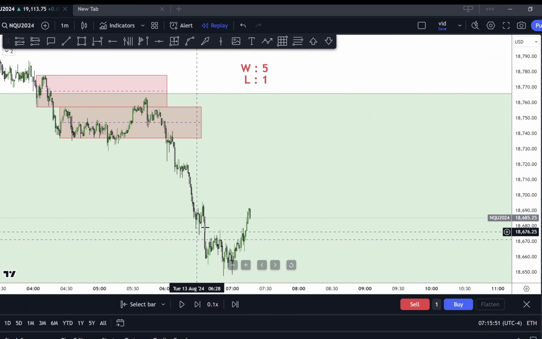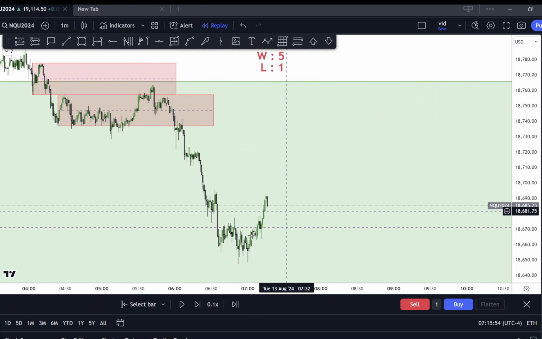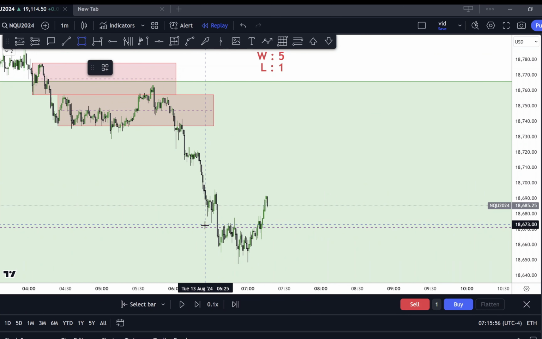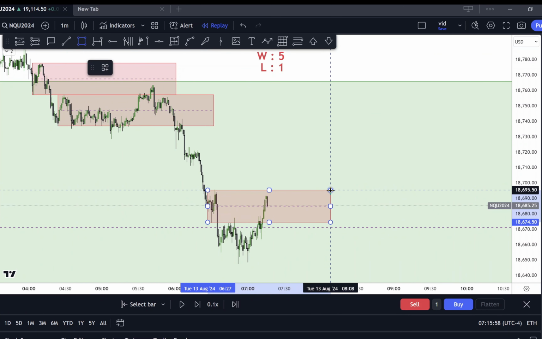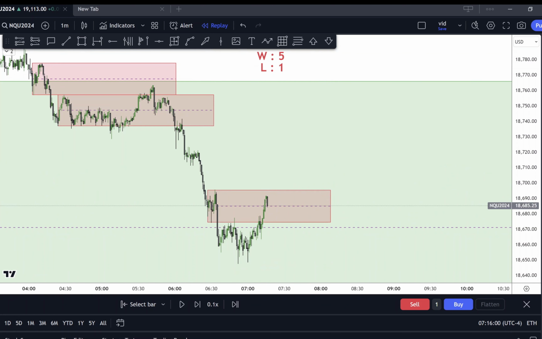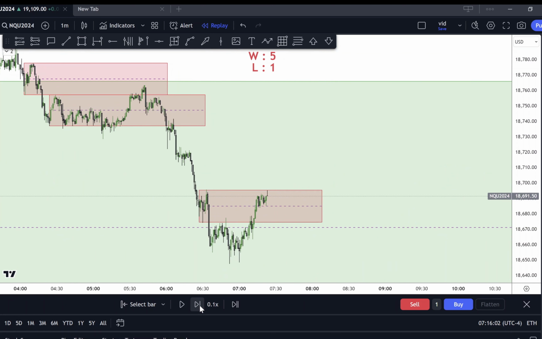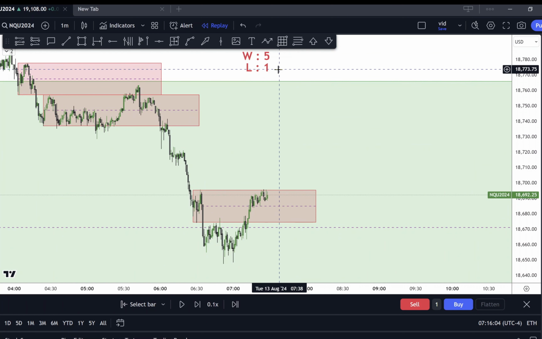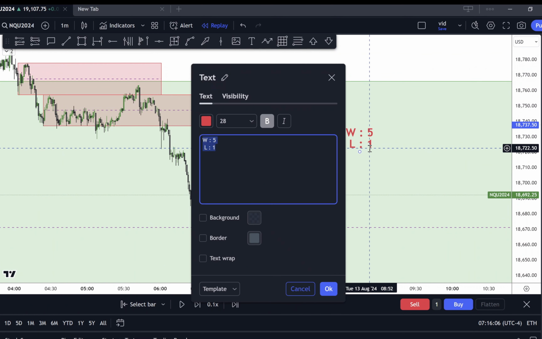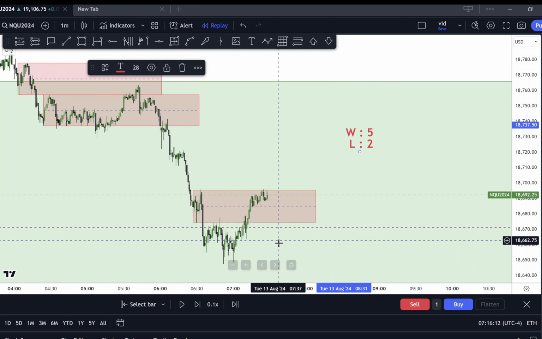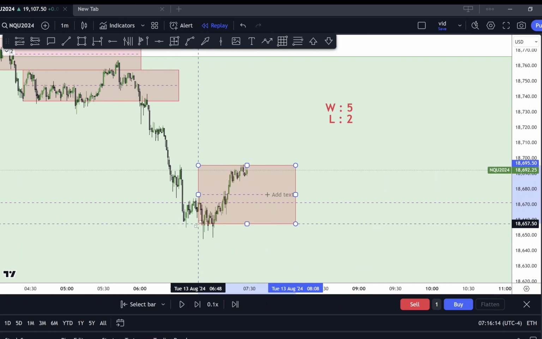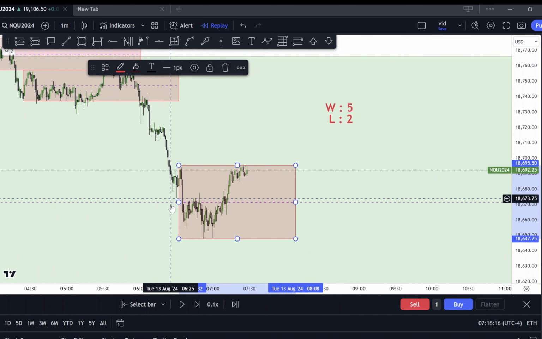But let's just say you take it, okay? Like in the other videos. Let's just say we took a bearish trade from this valid zone, okay? So that's another loss, okay? But now we have our new bullish zone.